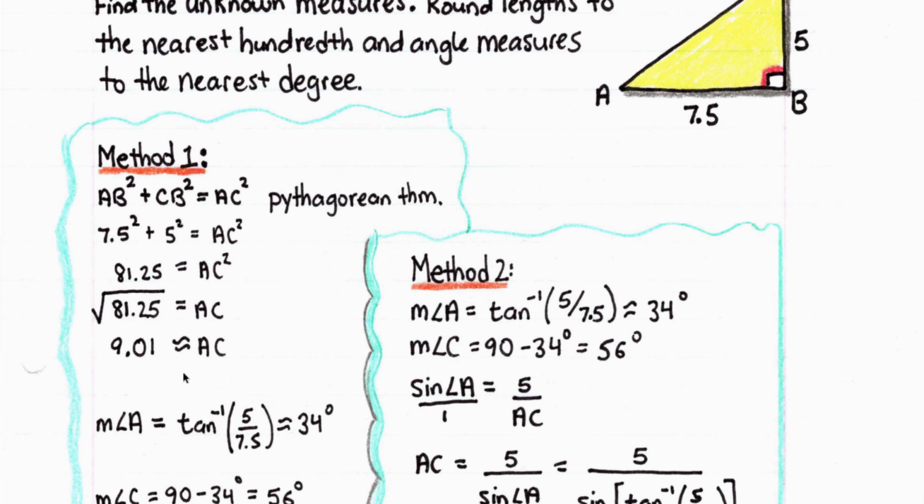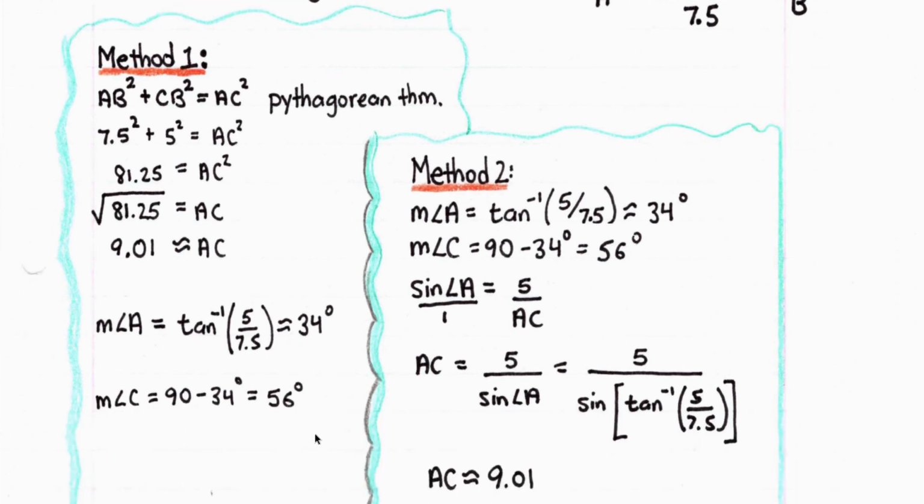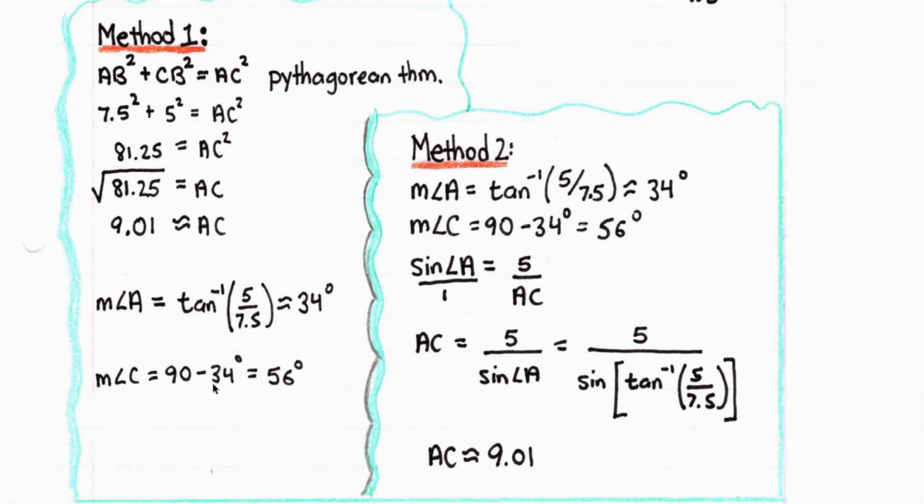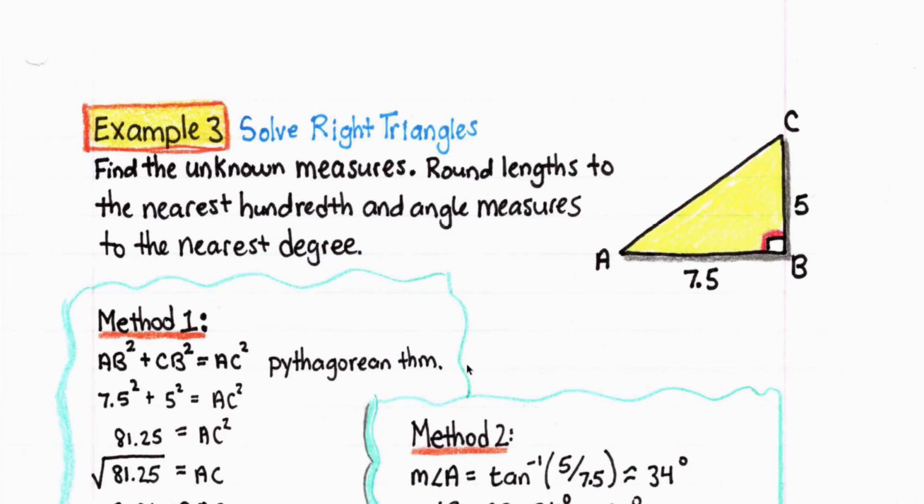Now to find angle A, I'm going to use the inverse tangent of opposite over adjacent. So the inverse tangent of 5 divided by 7.5 is approximately 34 degrees. And now I use the complementary nature of the acute angles. So I take 90 minus 34 degrees, and that gives me 56 degrees. And now the triangle is solved because I know all of the sides and I know all of the angles.